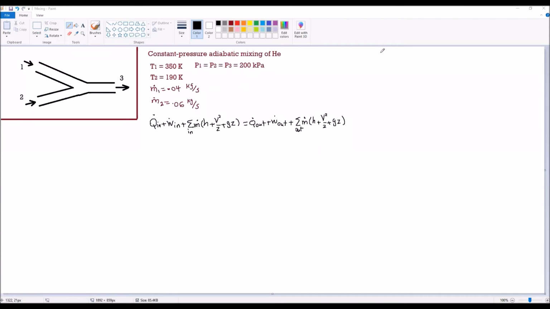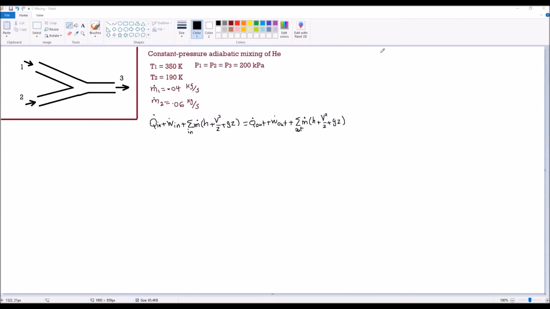Let's look at a mixing problem. You have a system, a mixing chamber, that has helium flowing into it at two inlets, 1 and 2, and exiting from outlet 3. Temperature at inlet 1 is 350 K. Temperature at inlet 2 is 190 K. Pressure is constant throughout the system: P1 is equal to P2 is equal to P3, and is equal to 200 kilopascals.